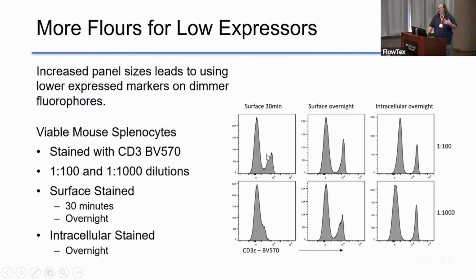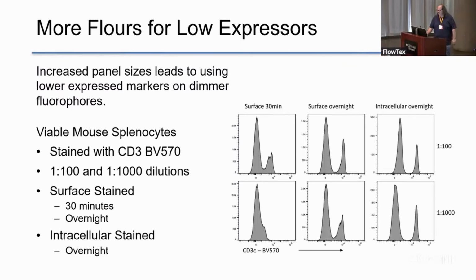And so here's the 1 to 100 dilution. As you can see, at surface 30 minutes at 1 to 100, it works. You could resolve your populations. However, if you do it overnight, you get a drastic increase in the positive population. But if you do an intracellular, you actually can increase that even more. Now, the reason that's true is because CD3 is also internalized once it's actually activated. So if you ever use PMA ionomycin, you can pretty much guarantee all your CD3s are going to be inside your cell.